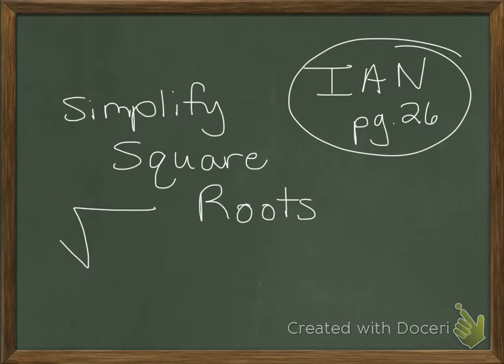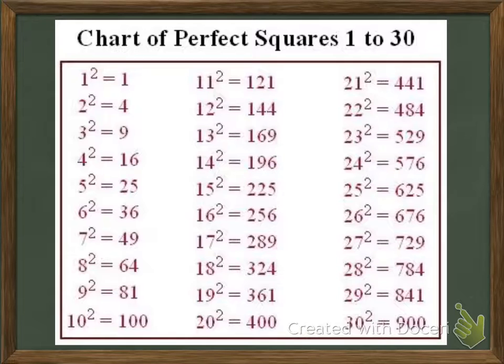Today we're going to look at simplifying square root numbers to their simplest form, and you need to be taking notes in your interactive notebook on page 26. The first thing that we're going to look at is the list of perfect squares. This is a list from 1 through 30, and the perfect squares are any number that results from multiplying a number by itself.